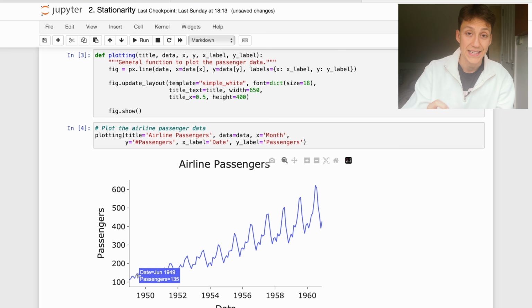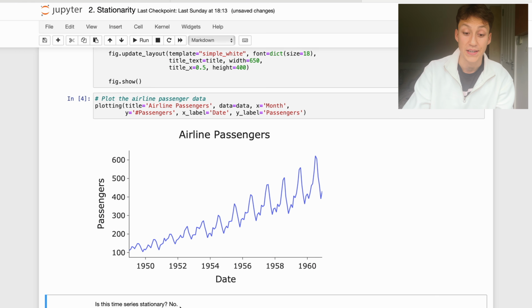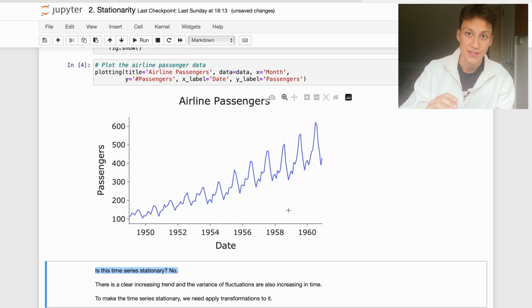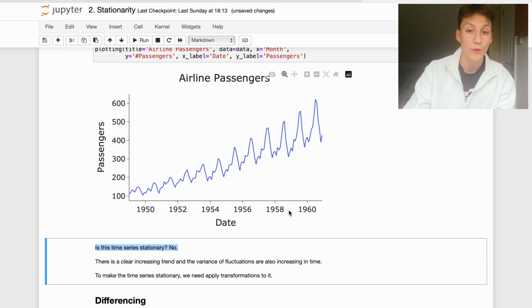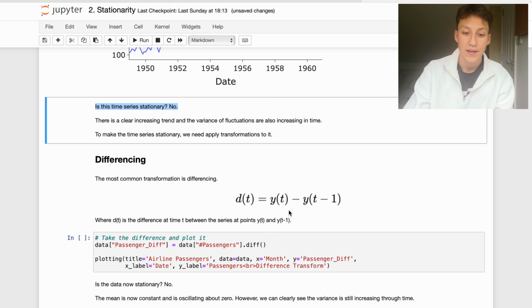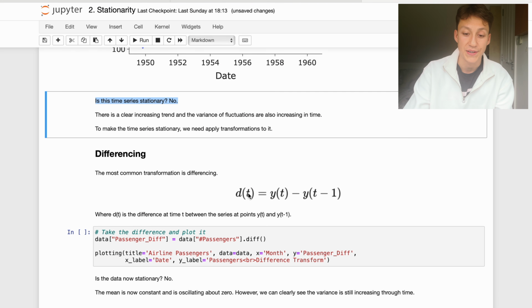So what we can classify from this time series is that it is definitely not stationary, because there is a clear increasing trend and there's also a clear increasing variance. And so this time series is not stationary. Now, there are a few different ways we make a time series stationary, using transformations. The first transformation, which is the most famous one, is the differencing transform. The differencing transform, like its name implies, is going to take the difference of the time series at adjacent points.